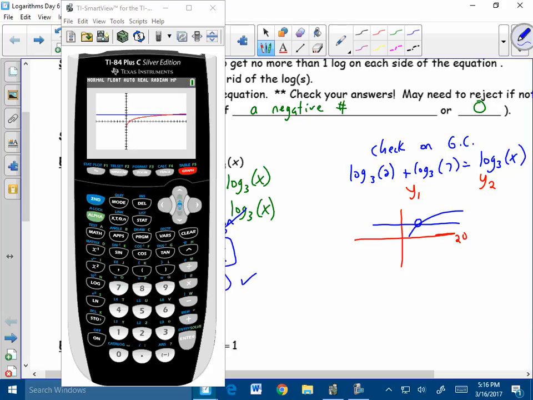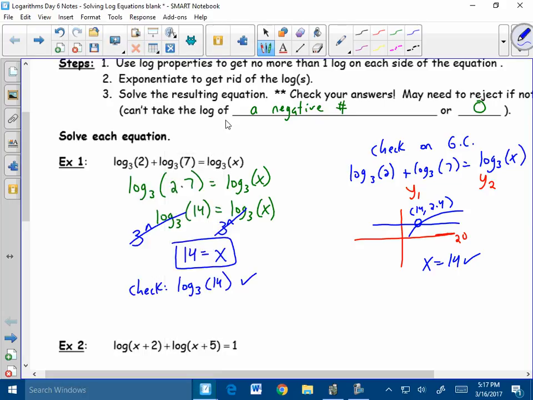Okay, and we're pretty good at doing second calc intersect, so I think I'll skip that part. But if you do second calc intersect there, that comes out to be 14 and about 2.4. And so there's your x equals 14, so you can check it that way too. So you can graph the logs. It's easier if you have the log base, but if you have to use the change of base rule, you can do that as well. Okay, let's look at some more equations.